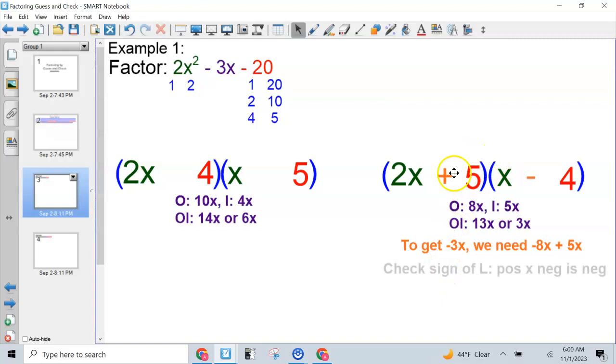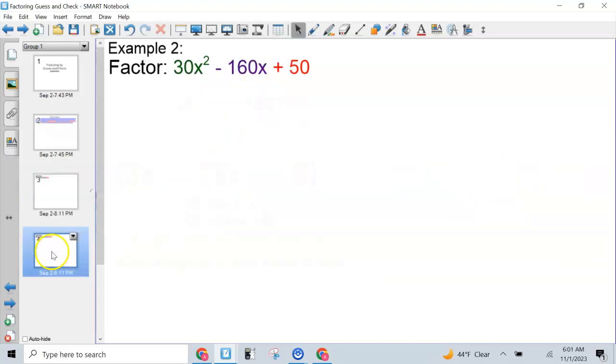Then check the sign of L. A positive times a negative is a negative. That matches this negative 20, so we're good. That's the answer. One more. Factor 30x squared minus 160x plus 50.